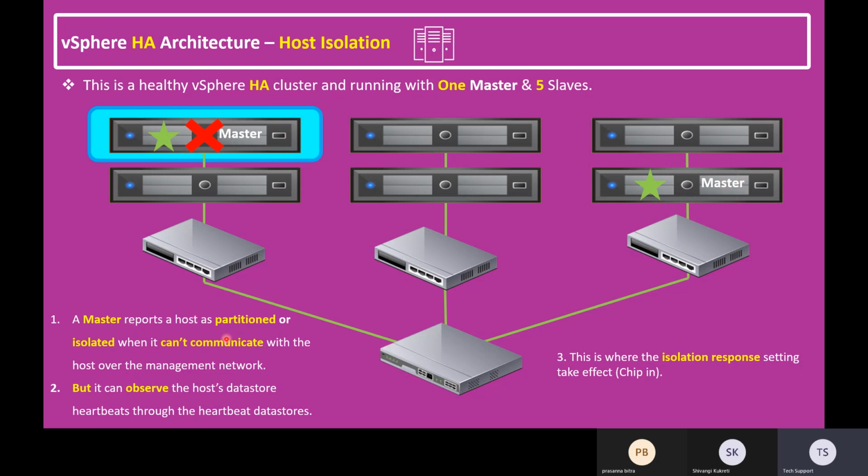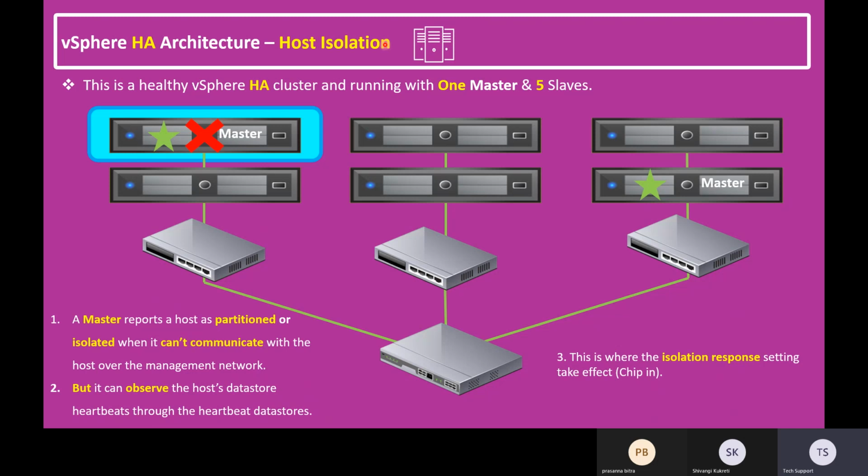So a master reports a host as partitioned or isolated, that means separated, when it cannot communicate with the host over the management network. Through our management network, this host somehow lost the connectivity. Okay, but it can observe the host datastore heartbeats through the heartbeat datastore. This is where the isolation response setting takes effect. So the isolation response setting taking effect means immediately another master will be created during the host isolation or host separated scenario. Okay, so now we have talked about the host failure and network failure scenarios.